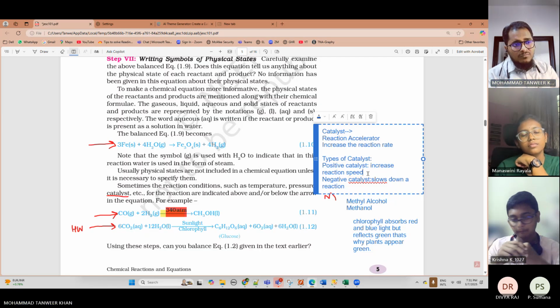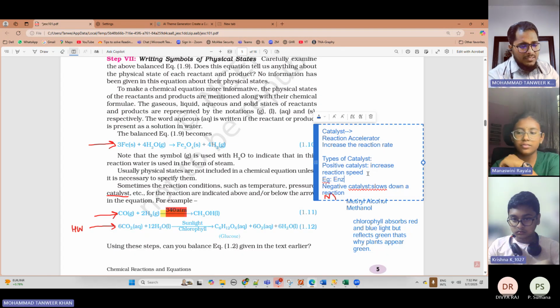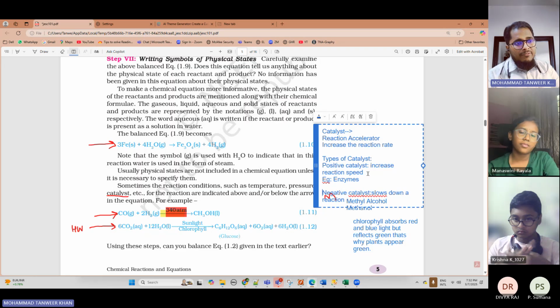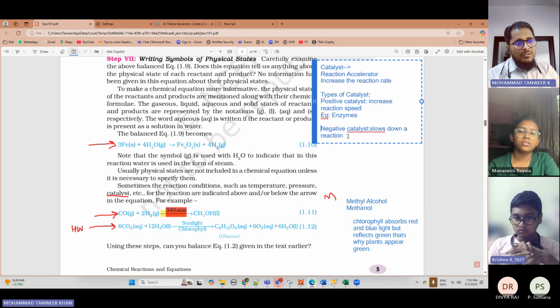Got it? So a positive catalyst example is enzymes. And negative catalyst examples are preservatives such as oil, sugar, salt.